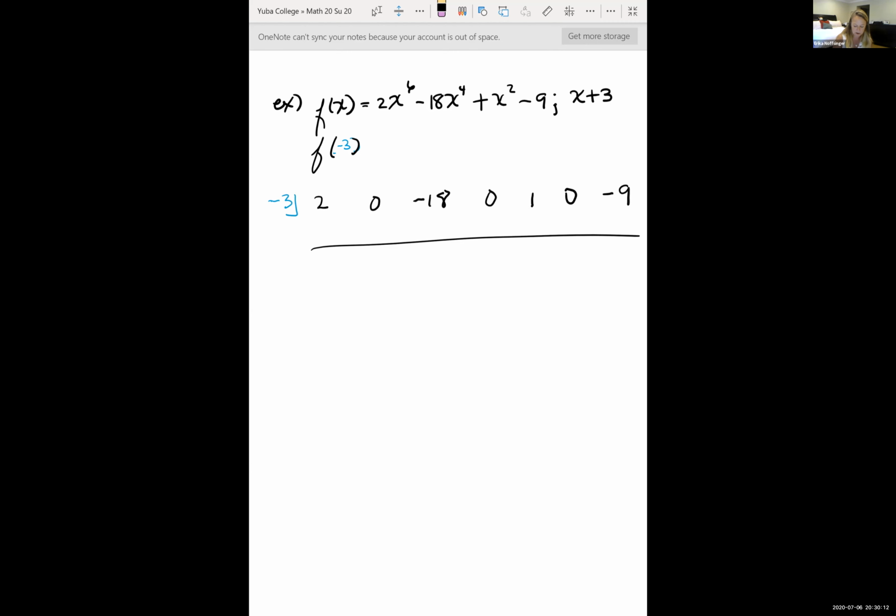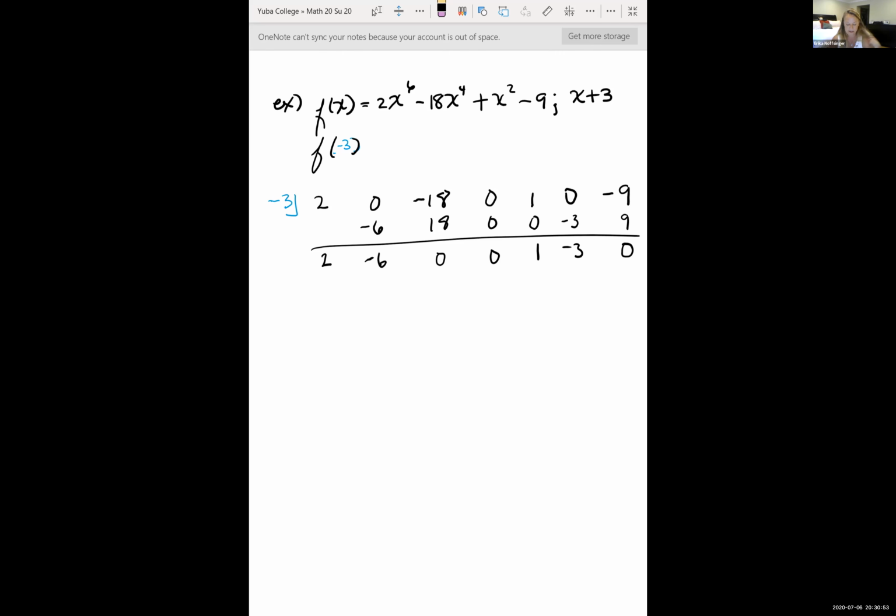So bring down our first number, 2, multiply. -3 times 2 is -6. Sum. 0 plus -6 is -6. Multiply. -3 times -6 is positive 18. -18 plus 18 is 0. Multiply. -3 times 0 is 0. Put it below. 0 plus 0 is 0. -3 times 0 is 0. 1 plus 0 is 1. -3 times 1 is -3. Sum. 0 plus -3 is -3. -3 times -3 is 9. And I get 0.